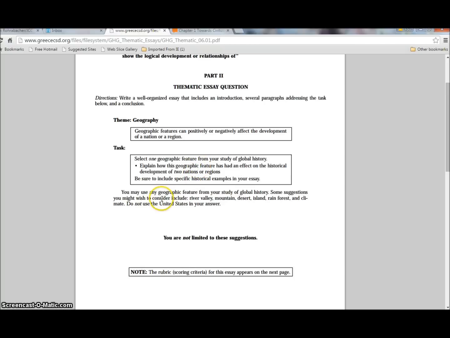Now, it also gives you suggestions down below. It always gives you suggestions. Don't pick something that's not on there. All right, it says river, valley, mountain, desert, island, rainforest, climate. Don't pick ocean.